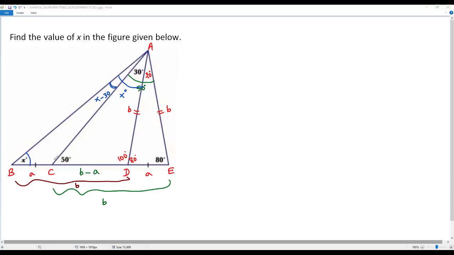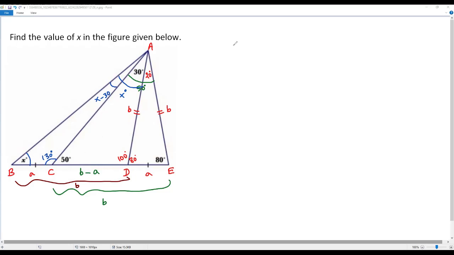Now let's consider this part over here. To get the measure of this angle, let's consider the straight angle. It's 180 degrees. This part is 50 degrees. Then what is the measure of this part? It has to be 130 degrees. Now let's consider the triangle ABC. In this triangle ABC, the three interior angles are x degrees, x minus 30 degrees, and 130 degrees. So these three interior angles will add up to 180 degrees.